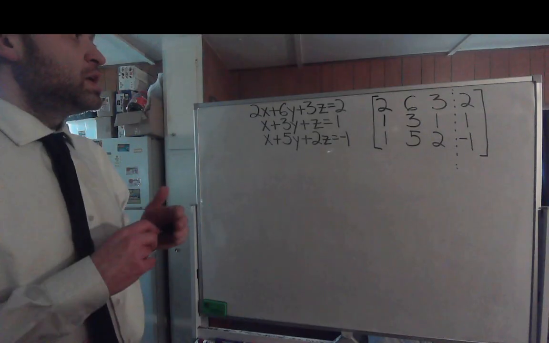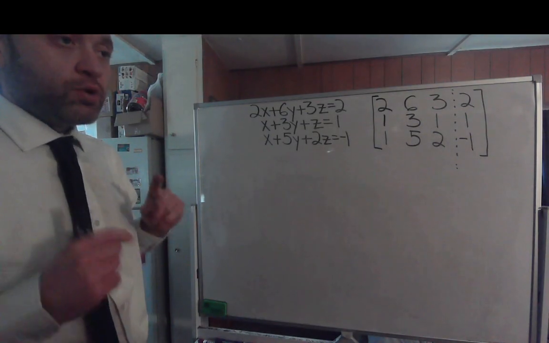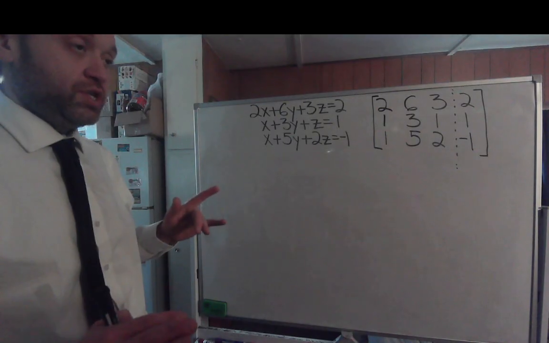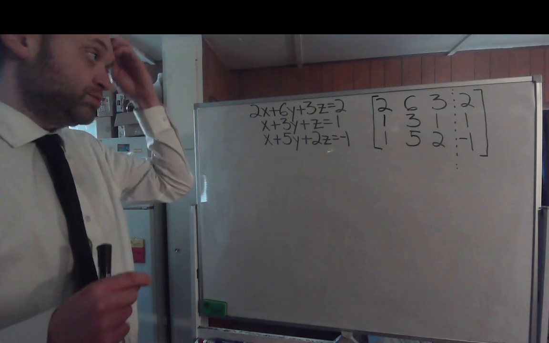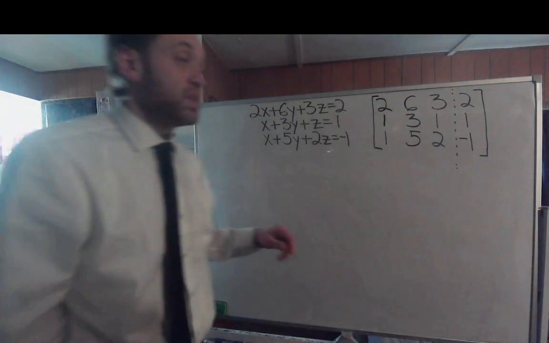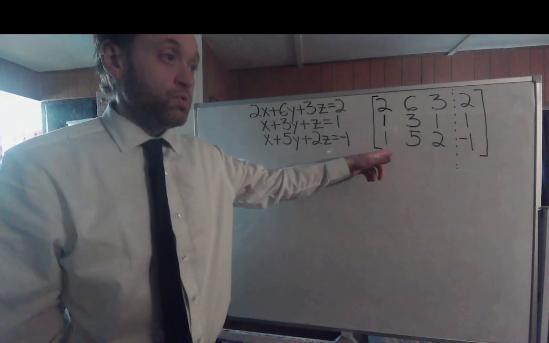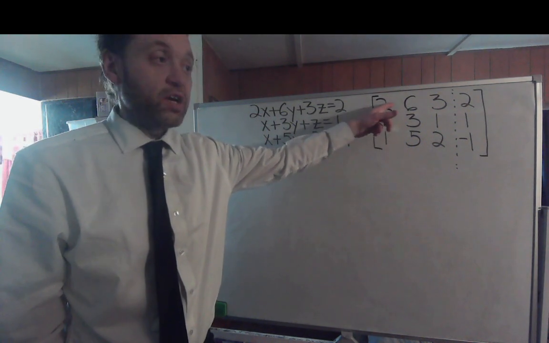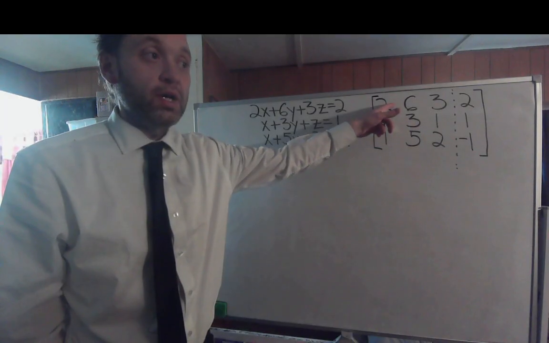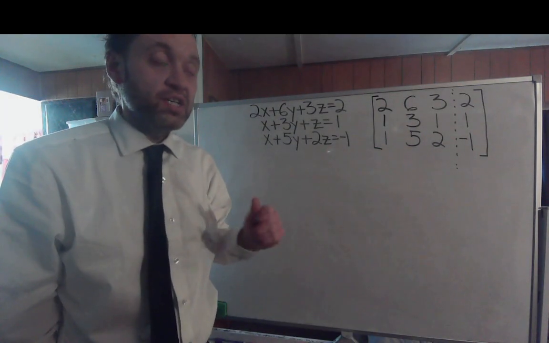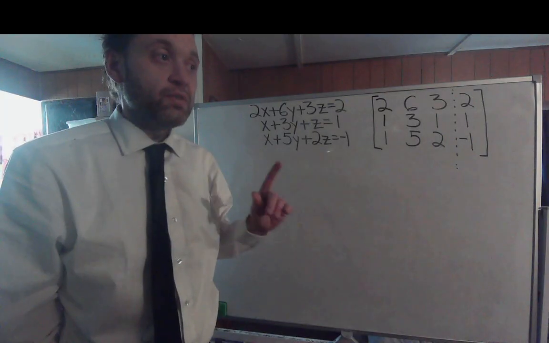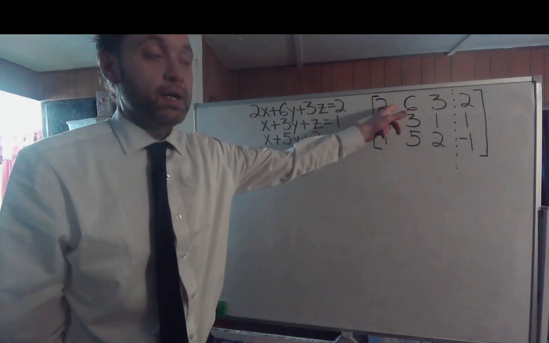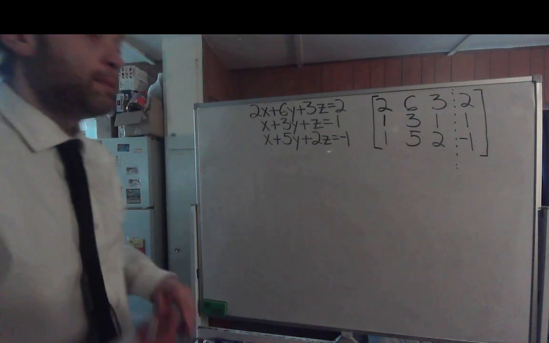Well, first thing I'm going to suggest, if you're ever able to, you can swap out one of these rows for the first row if the coefficient on your x variable in the first row is not a 1, because you want the first digit in the first row to always be 1. You want that to be a leading 1.